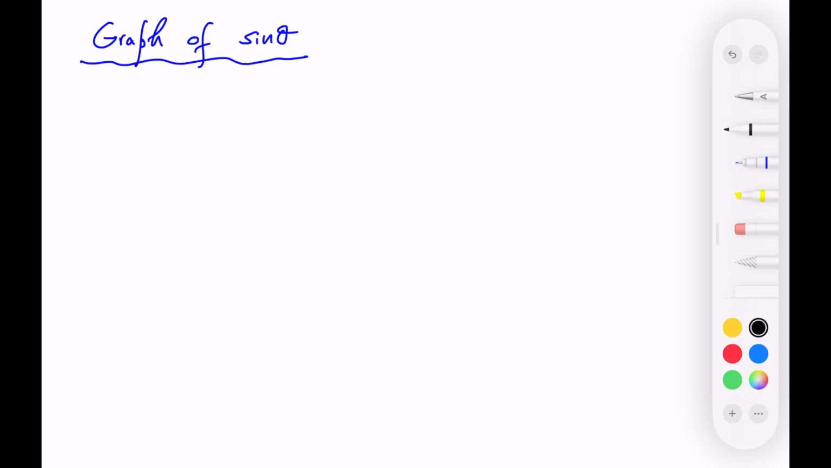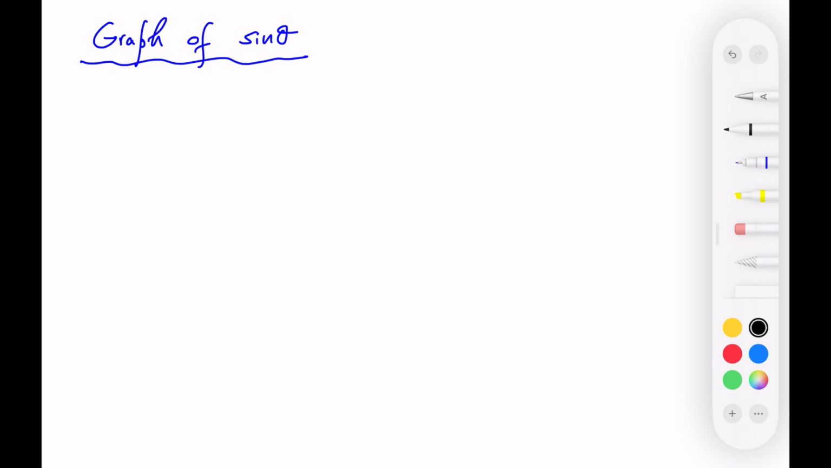During this video, we will see how to obtain the graph of sine theta. Last time we saw how to define all the trig ratios using x, y, and r. We are going to need those definitions for this discussion as well. Therefore, let's quickly revisit the definitions of trig ratios using x, y, and r, and then we will talk about how to obtain the graph of sine theta.